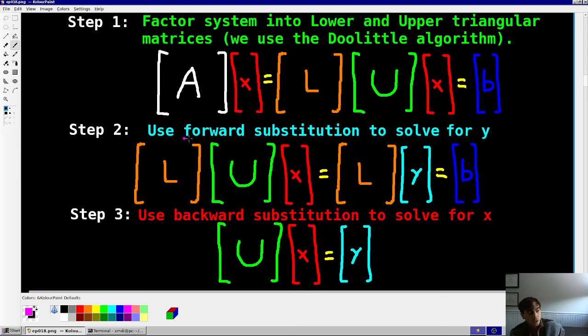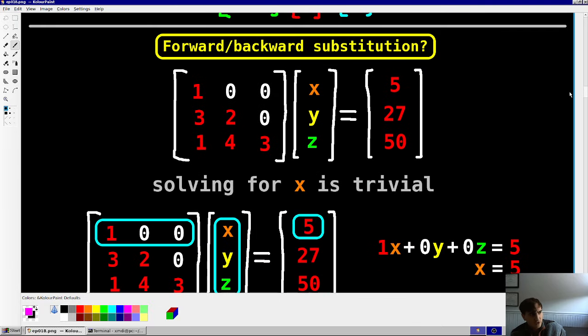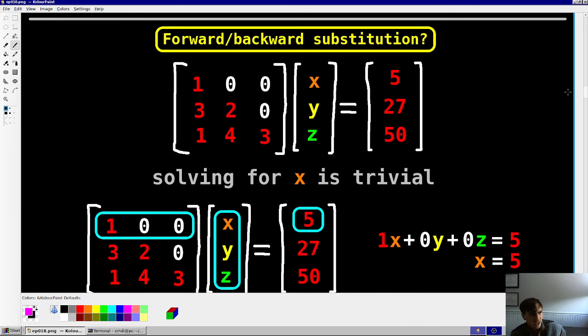Step two would be to use forward substitution to solve for the intermediate vector Y. Then you'd use backward substitution to solve for the unknown vector X. And that's your answer to the problem. So step two and three are very easy. Step one is a bit more complex, but even still, it's not all that challenging. So what does it mean to solve these triangular systems? Why did I say forward and backward substitution is so nice?